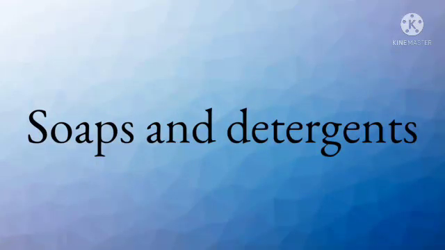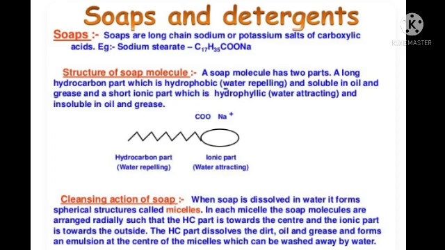Our next subtopic is soaps and detergents. Soaps. Soaps are long chain sodium or potassium salts of carboxylic acids. Example: C17H35COONa. Structure of soap molecule. A soap molecule has two parts: a long hydrocarbon part, which is hydrophobic and soluble in oil and grease, and a short ionic part which is hydrophilic and insoluble in oil and grease.